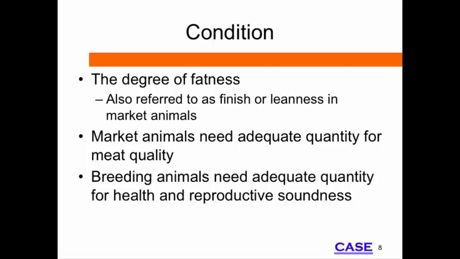On the other hand, animals with too much fat require more trim during processing and waste feed resources, both of which increase costs. Breeding animals need to carry enough condition to maintain health, to produce offspring and milk, and to maintain reproductive soundness. Excess condition can decrease fertility and cost producers money.